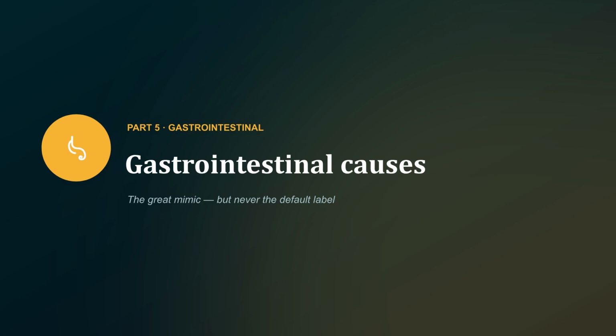Moving to the gastrointestinal family, we find the great mimics of cardiac pain. Conditions like reflux and esophageal spasm can be indistinguishable from angina. While we need to be thorough, remember that these are diagnoses of exclusion. Always clear the heart first.